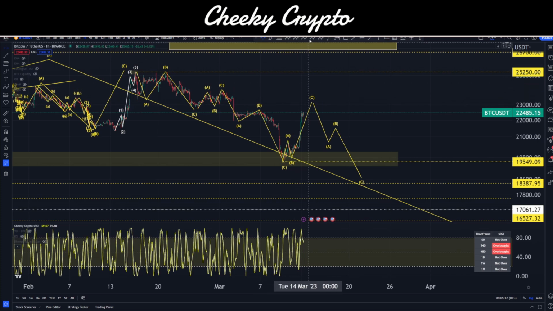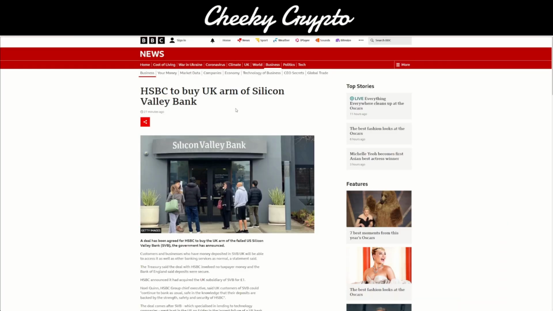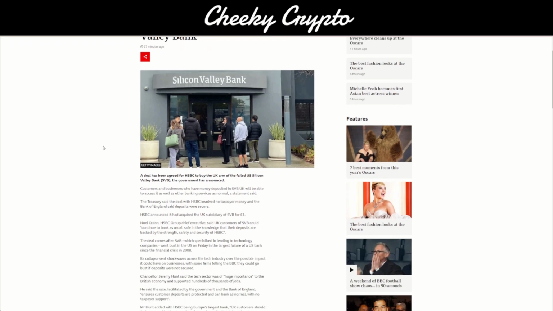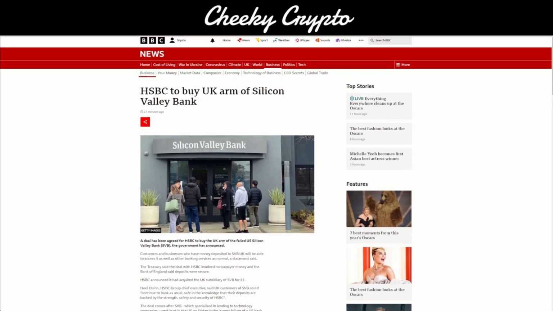So be a little bit cautious here. Yes, it's great to see the news such as HSBC buying the UK arm of Silicon Valley Bank, so SVB Bank. For the UK aspect of it, HSBC has bailed them out. That is something that was brought together by the Bank of England. They purchased it for £1. Basically, they're just buying the liabilities, so they don't actually give money over.